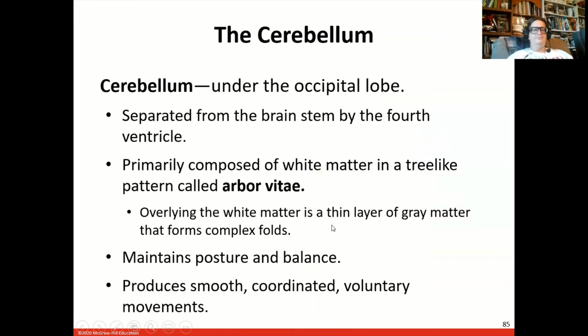Anyway, moving on. Oh, they do mention the arbor vitae. Okay, that's cool. So the cerebellum has this white tree-like structure called the arbor vitae, tree of life. And over that, you have a thin layer of gray matter that has lots of folds and grooves in it. The cerebellum helps you maintain your posture, your balance, and prevents our movements from being jerky.